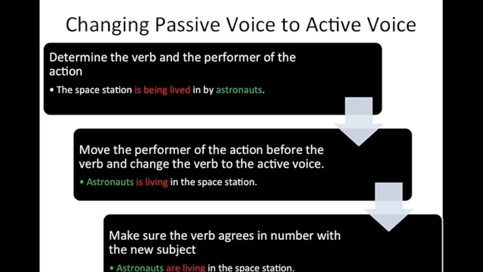Move the performer of the action before the verb and change the verb to the active voice. Astronauts is living in the space station. Once you change this, you also need to make sure that the tense of the verb matches up with the subject. So you want to change it: astronauts are living in the space station. This is an example of how we've shifted passive voice to active voice.